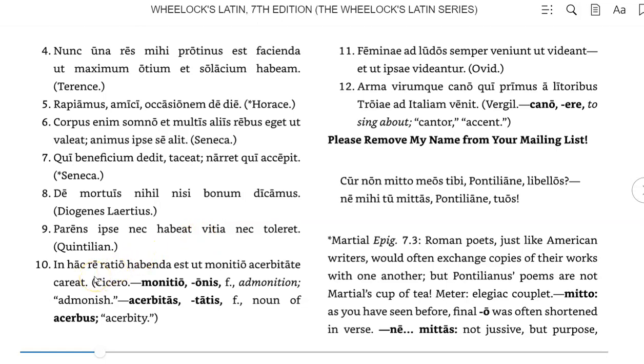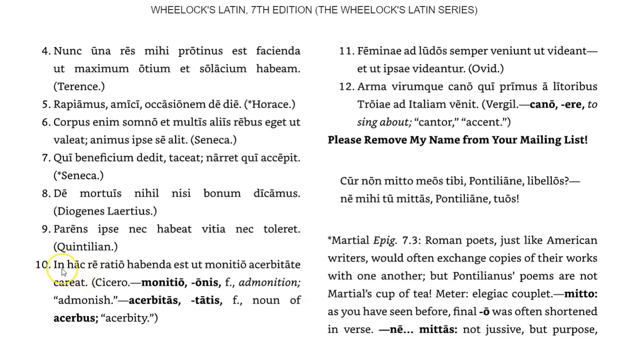Number 10. Literally, in this matter, reason to have is in order, admonition with acerbity to not have. So this one also is a little bit tricky just because we have this verb and then we have the gerundive. Grammatically this one has elements in Latin grammar that we don't have in English grammar, and so we have to be a little bit more creative with our reading and translation.